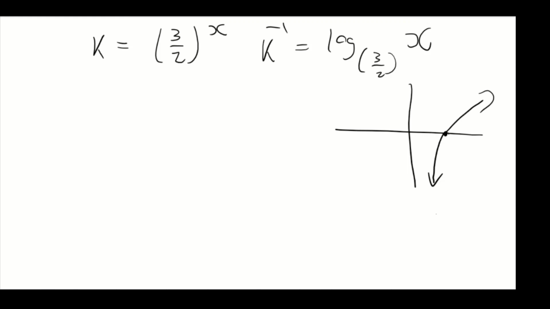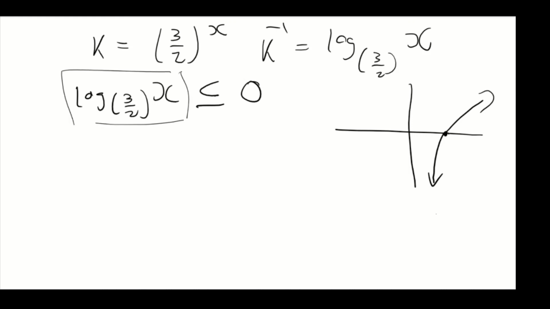All right. So now we want to identify the values of x such that log of base 3/2 of x is less than or equal to 0. So what are the values of x when this inverse is less than or equal to 0? These are the solutions of y which are less than or equal to 0. We need to note the value of x here. What is the x-intercept at this point?